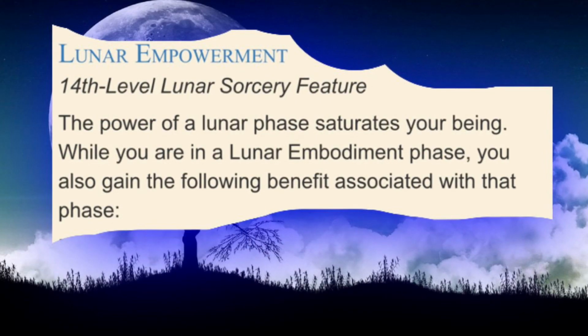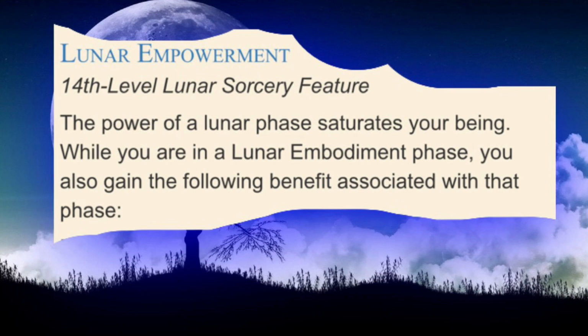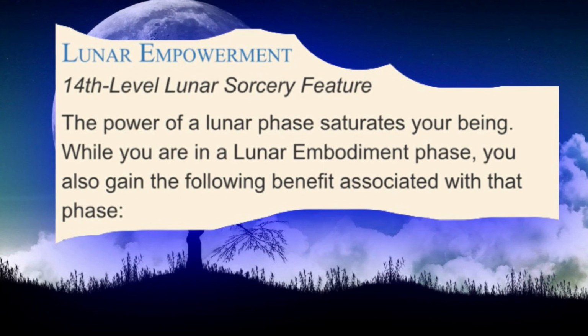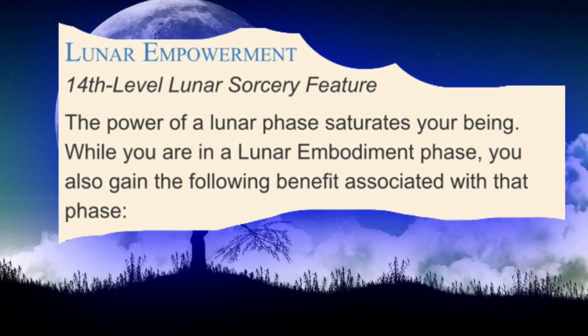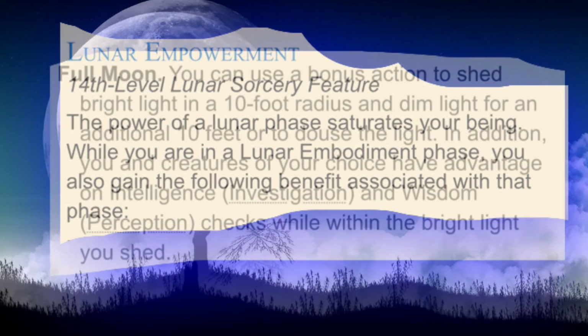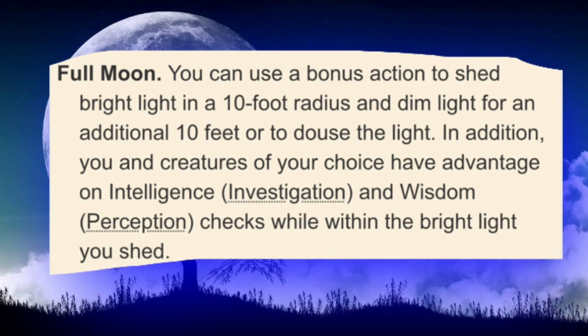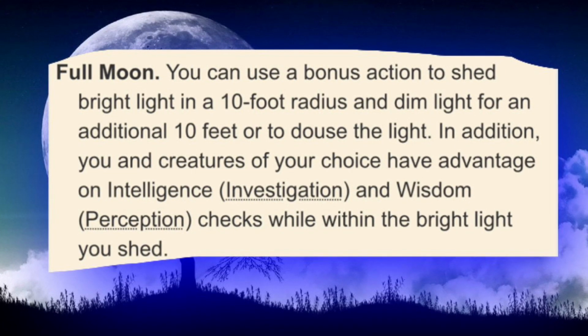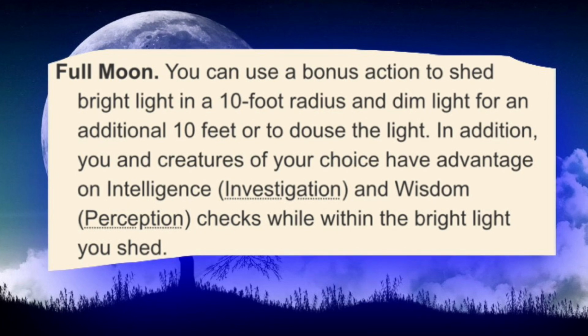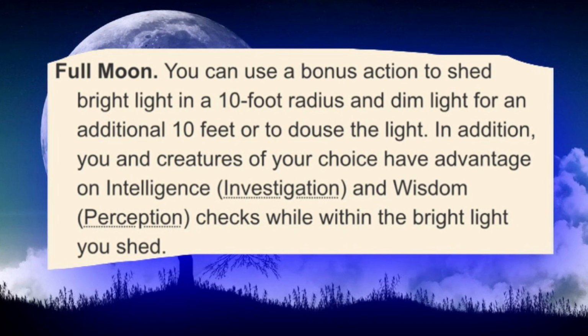At 14th level, you gain access to Lunar Empowerment. The power of a lunar phase saturates your being. While you are in a lunar embodiment phase, you also gain the following benefit associated with that phase. While you are in full moon, you can use a bonus action to shed bright light in a 10-foot radius and dim light for an additional 10 feet, or to douse the light.